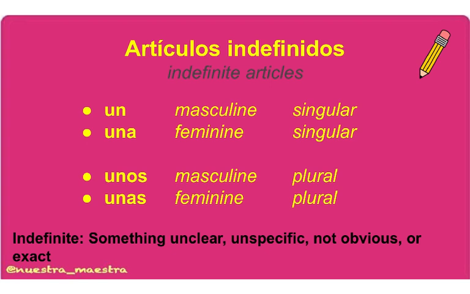Indefinite articles, the equivalent of a or an in English. Those indefinite articles are un and una for singular, masculine and feminine. Unos and unas for plural. Remember, we use indefinite articles when we are referring to something that is probably not specific, not obvious, not exact. We are just referring to anything. So that's what we have on articles.